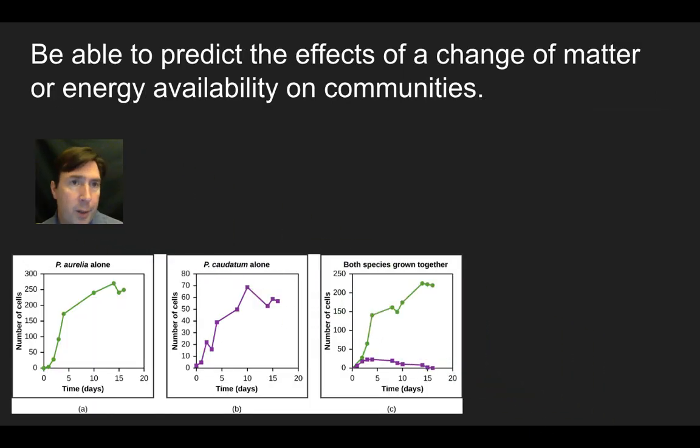All right, so what I want you to be able to do is predict the effects of a change in matter and energy available on a community. So in this case, I'm going to look at two different paramecium species and what happens when they both grow alone and when they grow together. And I want you to be able to predict, what do you think is going on within the community when both of them are present.